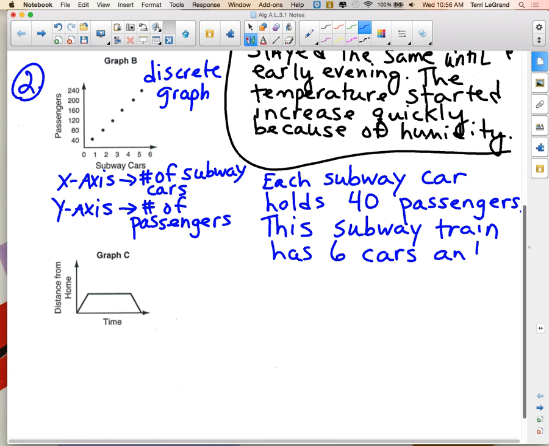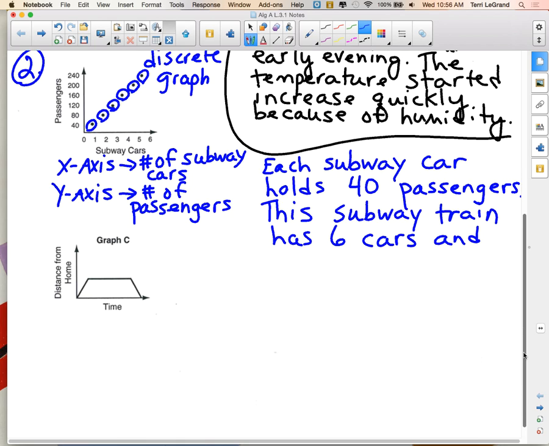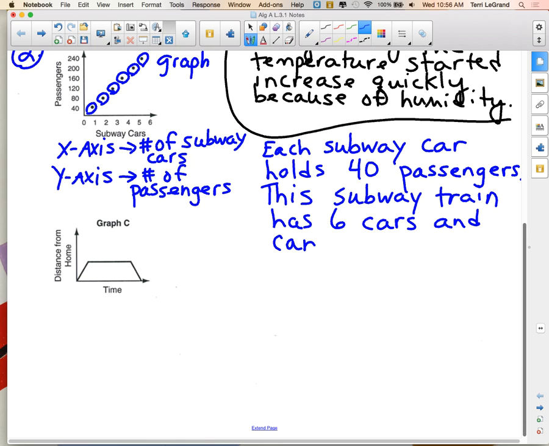Well, it only ends at 5 though. The 240 only goes up to 5. Okay, if you draw the lines, it kind of lines up that way. It's above 5, so move it over. This subway train has 6 cars and can hold 240 passengers. There we go. Much shorter story.